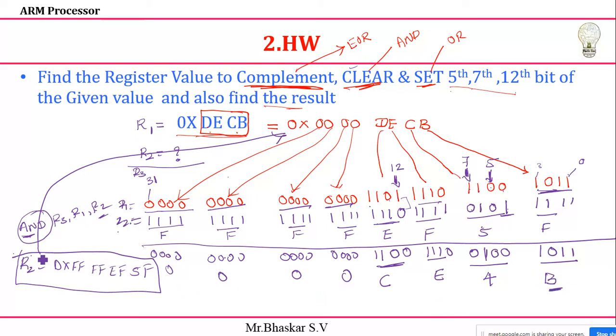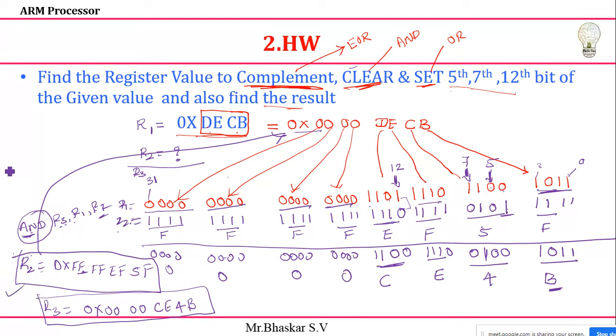Remember, once you find out all the registers, you need to mention this instruction: AND R3, R1, R2. Here R1 is taken as the given value. The second value R2 is the value we AND with to clear the particular bits. What is the result I am getting? That is my R3. R3 value is 0x 0000 CE 4 B. So this is the result I am getting.